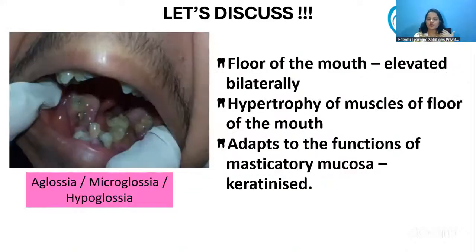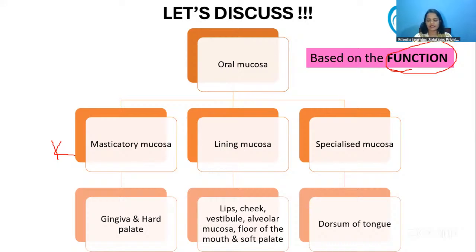So the floor of the mouth, as you can see from this classification, has lining mucosa, that is non-keratinized mucosa, because of the function. Usually when we chew food, the food is not going into the floor of the mouth. The tongue is mainly dealing with the bolus and helping in the chewing process, and it is not allowing the food to go into the floor of the mouth. So the floor of the mouth is made up of mainly non-keratinized mucosa.